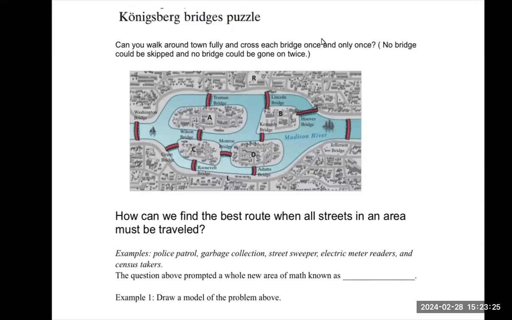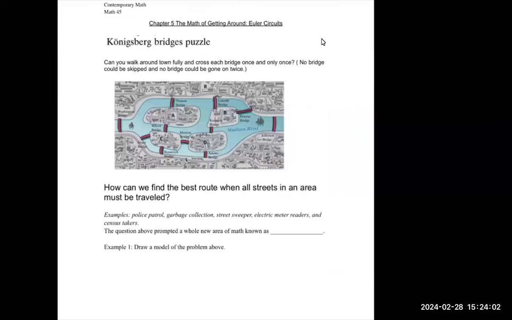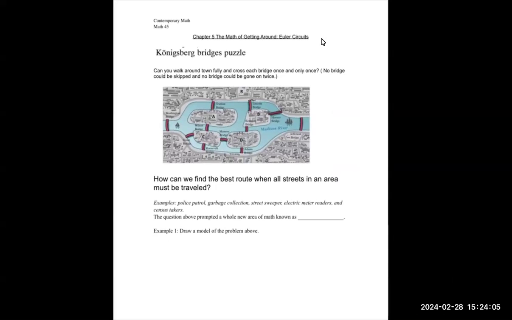They would be like, okay, well, can I visit all the different islands of the city area and cross all these bridges once and only once? That's the question. And you can't skip any bridges. You have to cross every single one, but you can't go twice on a bridge. So that was a question, and this is a question that sparked a whole area of mathematics, now known as graph theory.